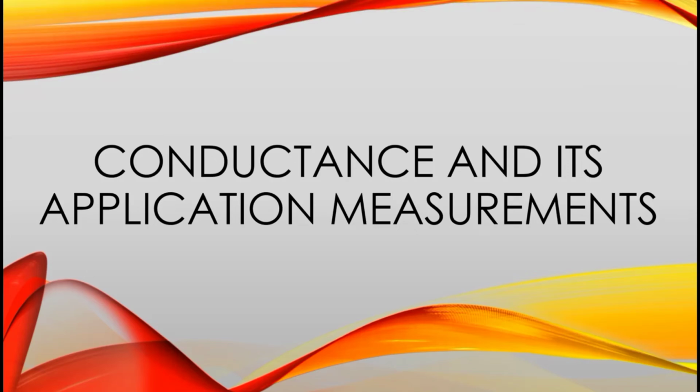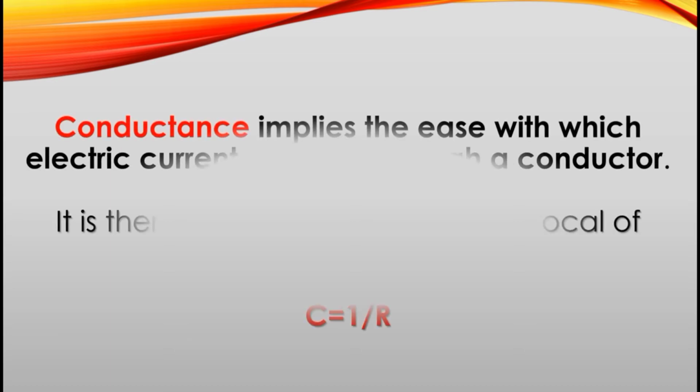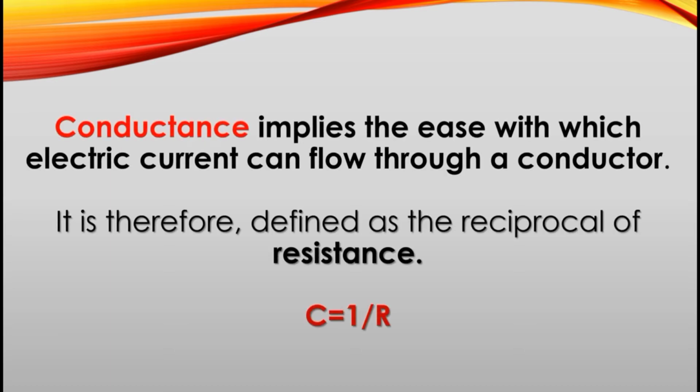Everyone, and today we are going to learn about conductance and its application measurements. What is conductance? Conductance implies the ease with which electric current can flow through a conductor. It is defined as the reciprocal of resistance. So conductance is given by 1 upon R, where R is the resistance.